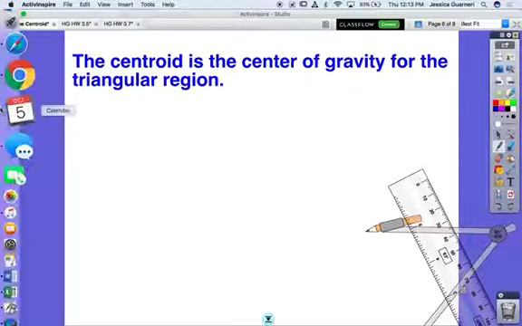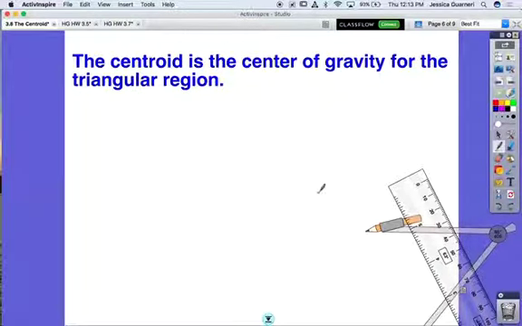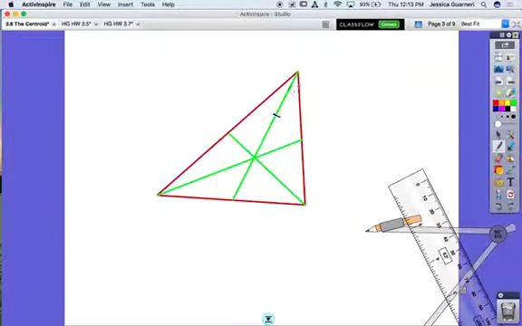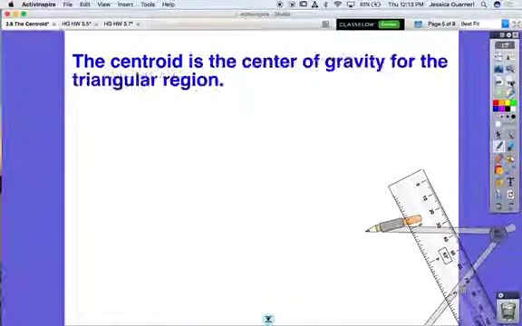All right. Another thing to know about the centroid is the centroid is the center of gravity for a triangular region. So, for any triangle, let's take my triangle here. If I cut this triangle out, and I put my centroid right here, it would balance. It's the center of gravity.